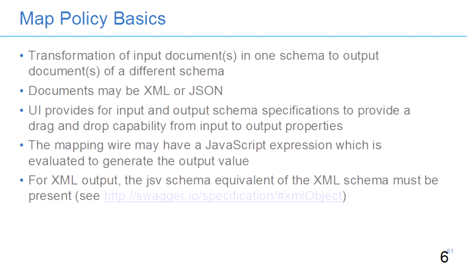For XML output, the JSV, this is kind of tied in with what Steve Groger was saying earlier. The JSV output is equivalent to the XML schema. It has to be present. I actually gave the link to the Swagger IO specification for the XML object that gives you the detail for all of those XML tags, which would be where the XML namespaces are specified, what the prefixes would be, if a particular child attribute or child property happens to be an attribute.